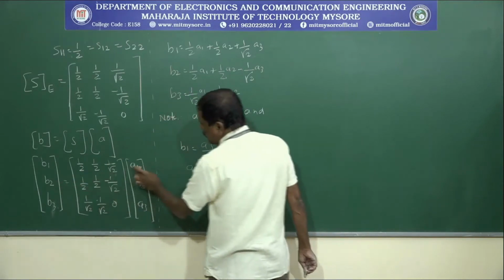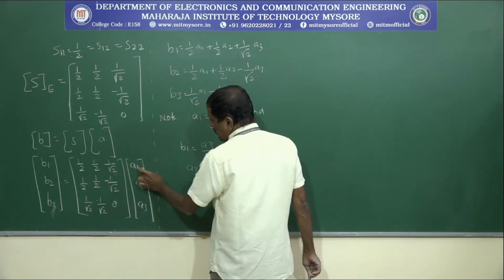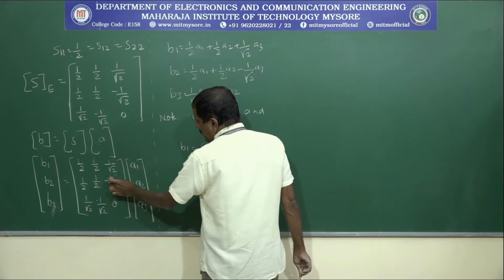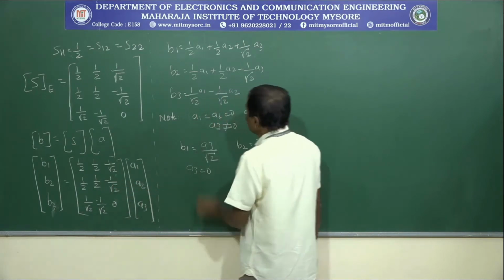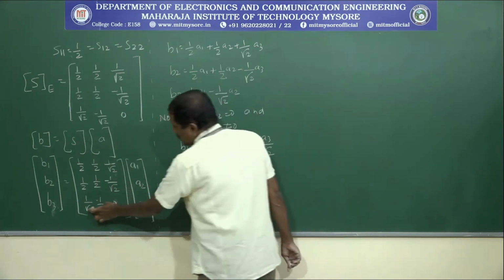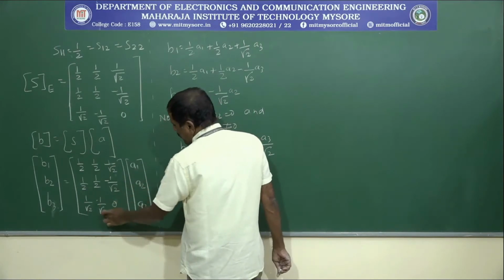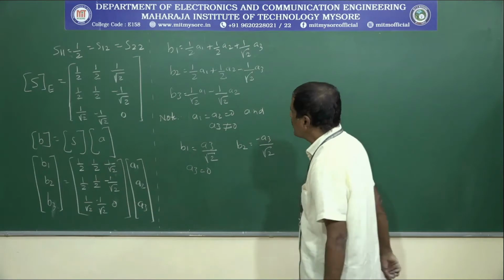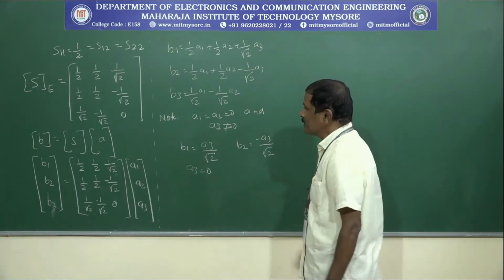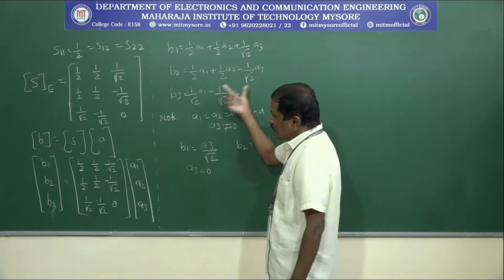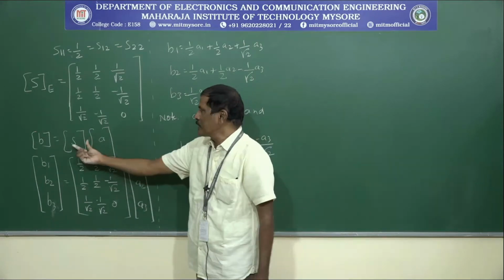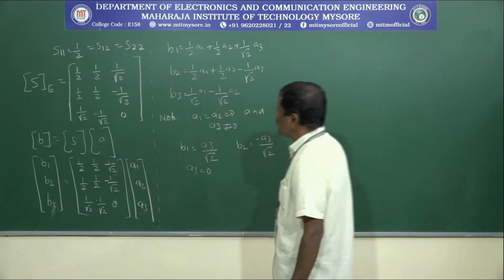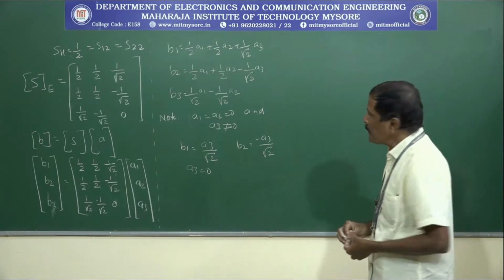B2 equal to 1 by 2 times A1, 1 by 2 times A2 and minus 1 by root 2 times A3. And B3 is equal to 1 by root 2 times A1 and minus 1 by root 2 times A2 and 0 into A3. Okay, so these are the equations we are getting from this particular matrix, and these are based on this basic equation B is equal to S into A.